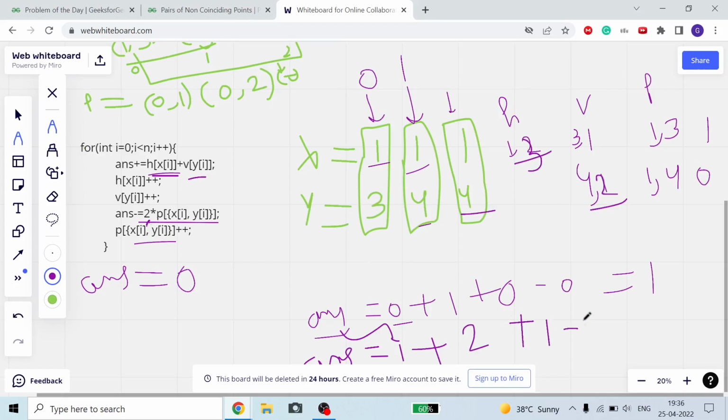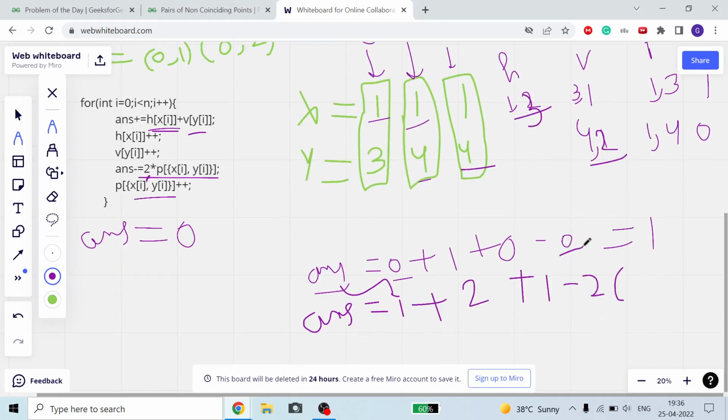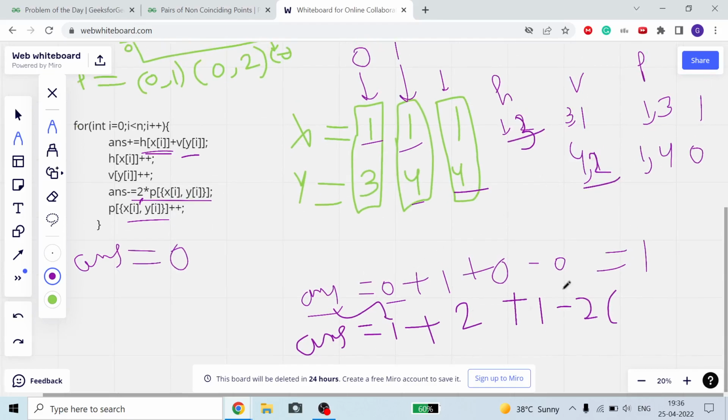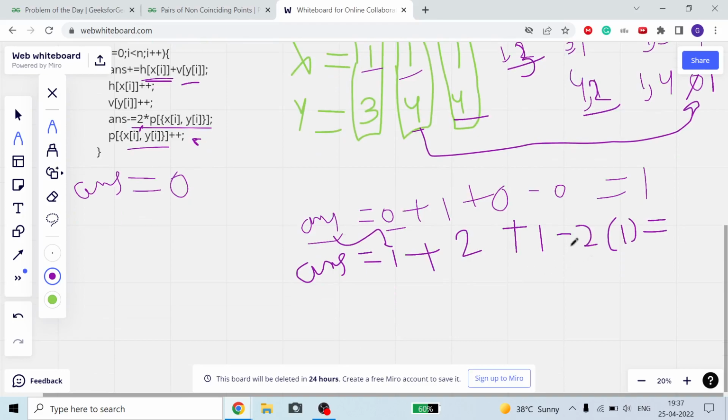Then I will subtract minus 2 into, here I don't multiply with 2 because it is 0, so 2 into 0 is equal to 0 as well. So 2 into p of 1 comma 4. Now for 1 comma 4 p, in the above move we will increase it by 1. For this, in the last equation at index 1, I will increment this as 1. So now this is 1, so 2 into 1. Now what is this? 1 plus 2 is 3, 3 plus 1 is equal to 4, 4 minus 2 is equal to 2. So we will get 2 as the answer.